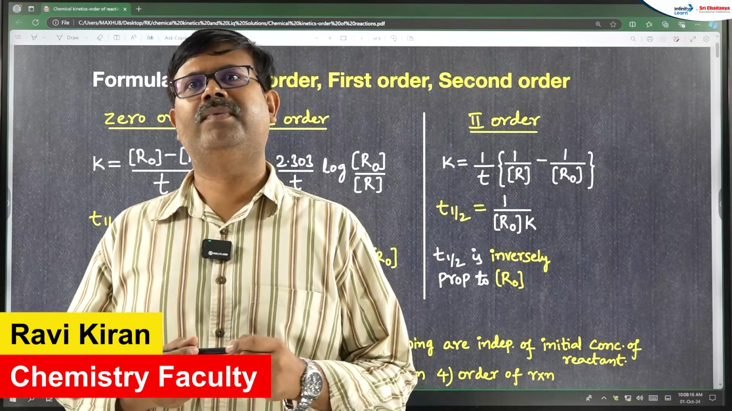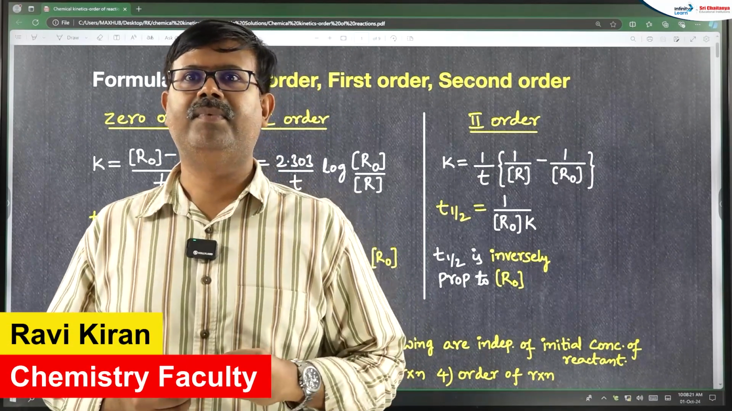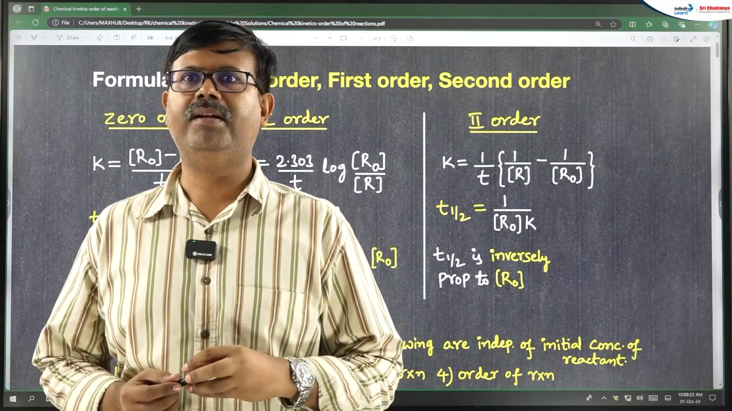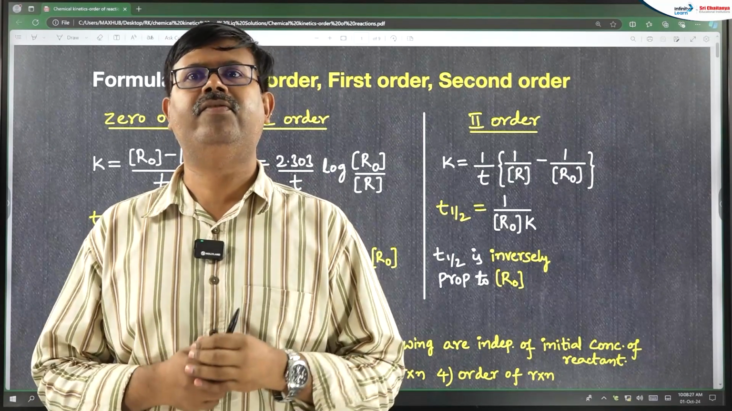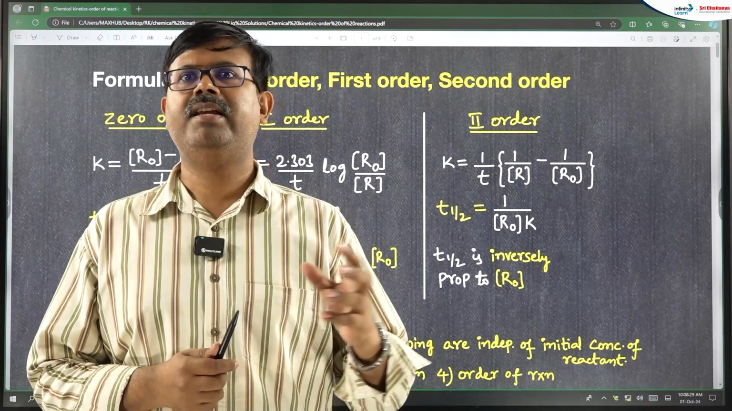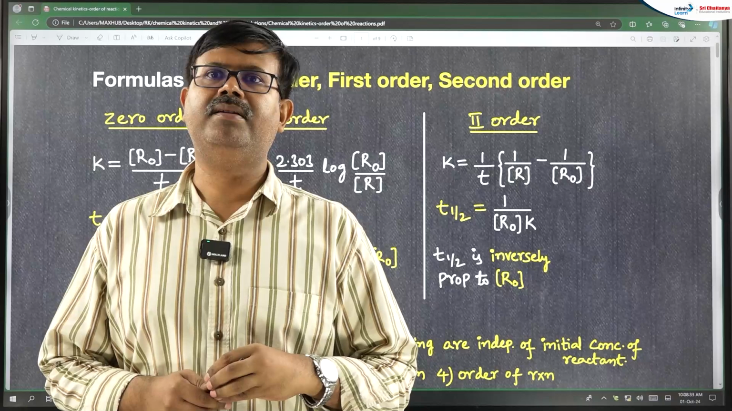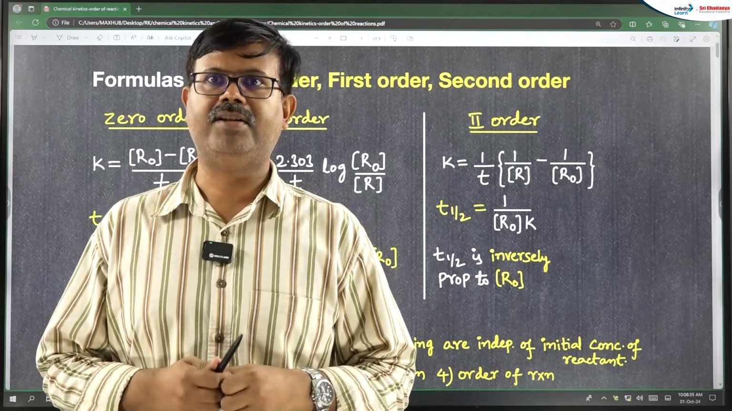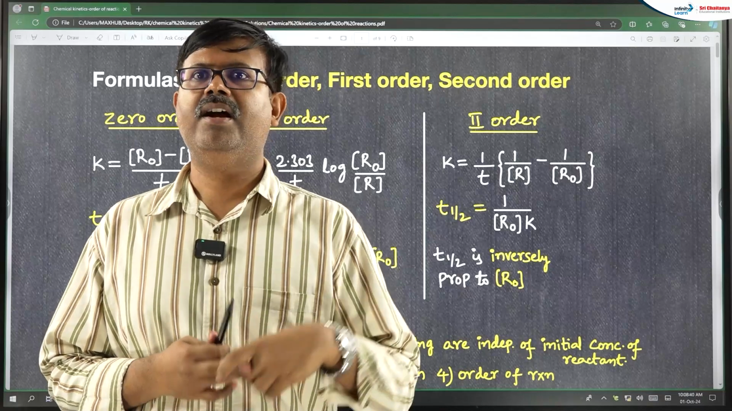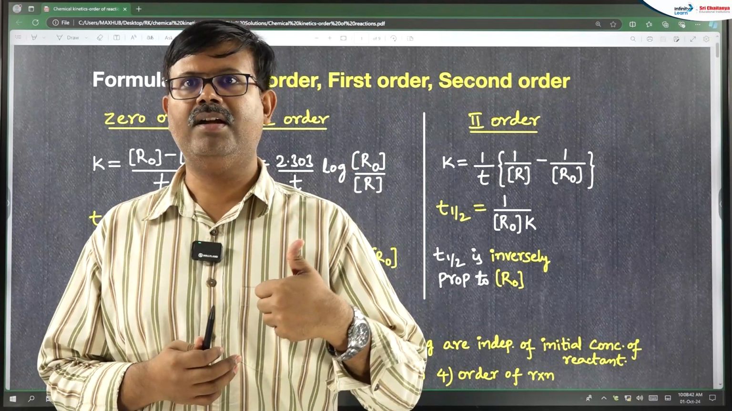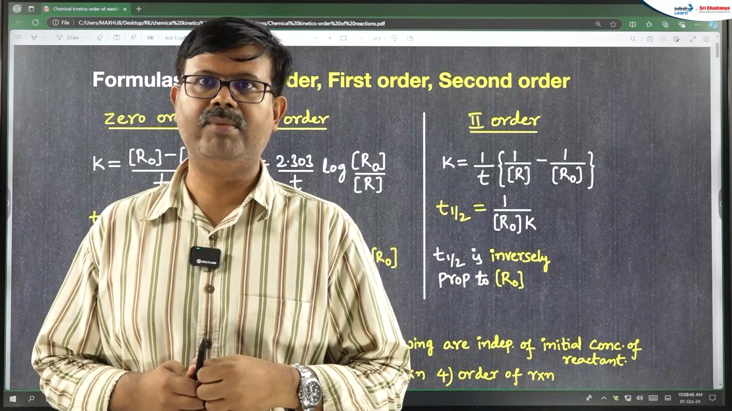Hello students, today we will be discussing chemical kinetics and in that important topic, order of reactions and related formulas. See, quite frequently in the NEET exam we will see questions on first order and zero order reactions. Mainly among them, first order questions we quite frequently see: how to find the rate constant, how to find the half-life. These are the questions which we frequently come across.